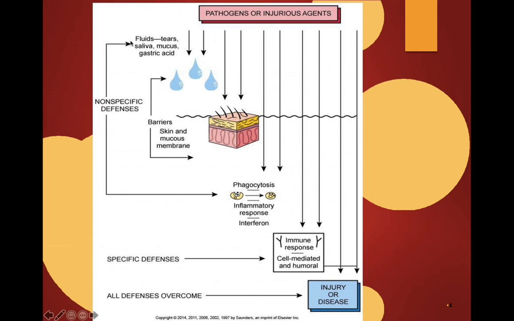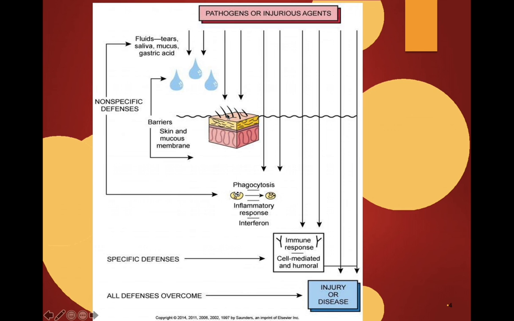So we have our first line of defense: we have some fluids, we have our tears, saliva, mucus, even the stomach acid that we have is considered first line of defense. We have our skin and the mucous membranes as well. So right here, this is the skin level. And again, these are non-specific, right? So non-specific could be the skin, mucous membranes, can also be the tears, the mucus, even the stomach acid.